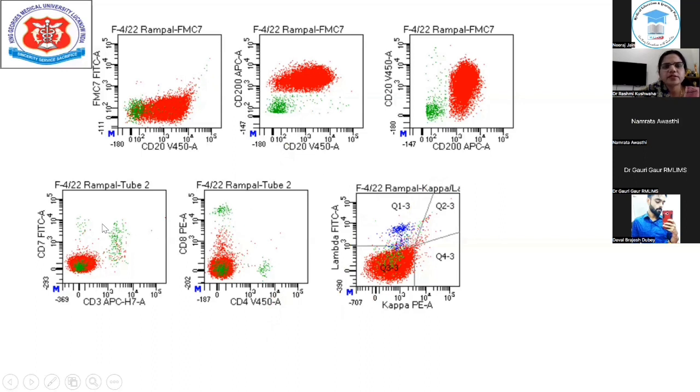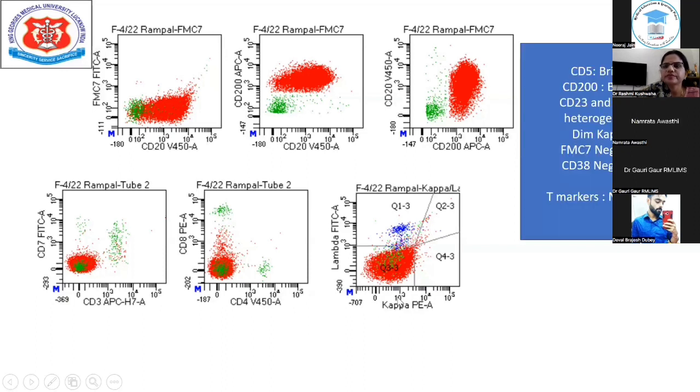Now this plot is showing the T cell markers. These are the normal T cells which are present, which are acting as internal control, and they are helping us to tell whether our population is expressing that marker or not. So our cells had no expression of CD7 and CD3. They had absent CD4 and CD8. And when we checked for the clonality, there was very dim expression of kappa.